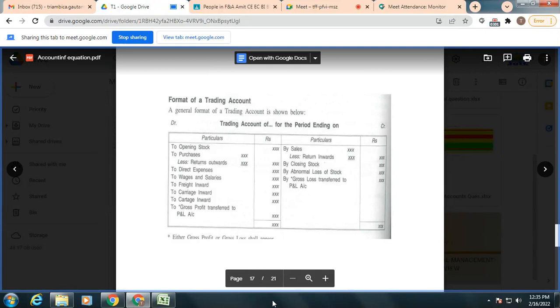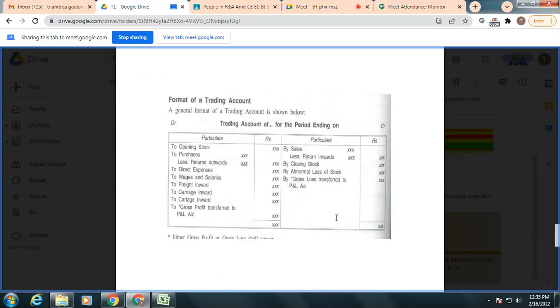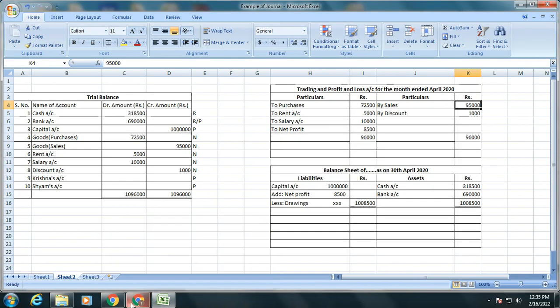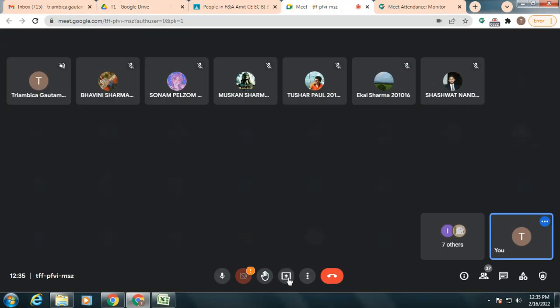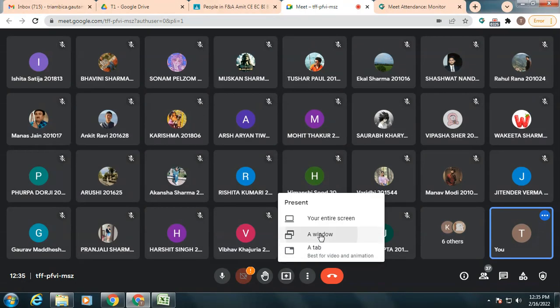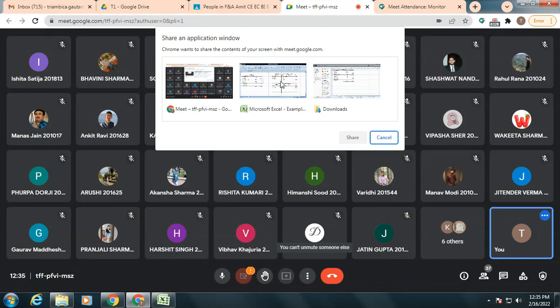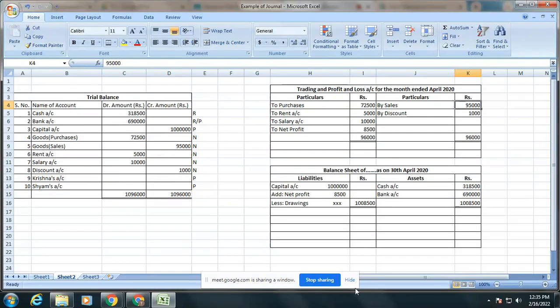So this is the format of the trading account. We're going to be using a more simplified or abridged version of the trading account when we practice this question in class. So how are we going to go about it? Let me go back to my Excel sheet. I'm now going back to my Excel sheet and I'm going to make the modifications in my trading account. So I'm going to give myself some space here.